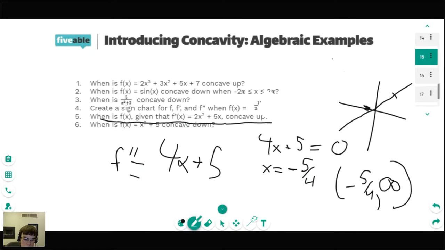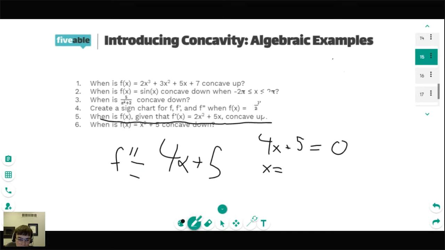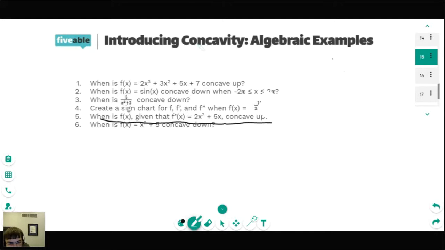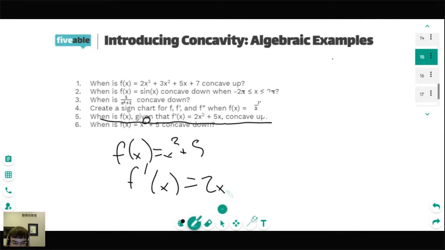And on a similar vein, let's look at number 6. So when is f of x equal to x squared plus 5 concave down? And this is another kind of special case here. So you might be predicting what's going to happen. So if we do the first derivative, it is equal to 2x, and then the second derivative is equal to 0.